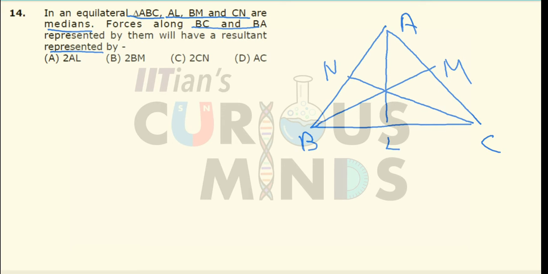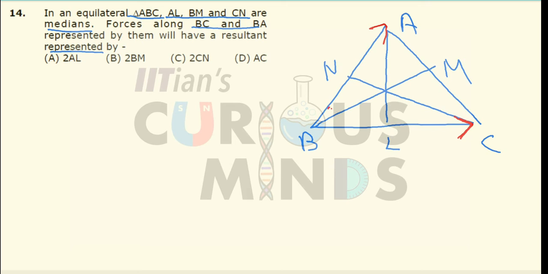There are two forces, one along BC and the other along BA. The resultant of them will be represented by which of the following vectors. Let us first find out the value of the resultant of the forces.